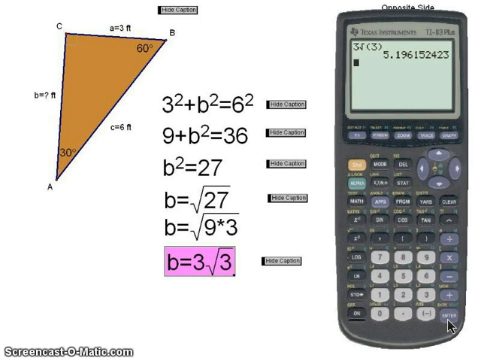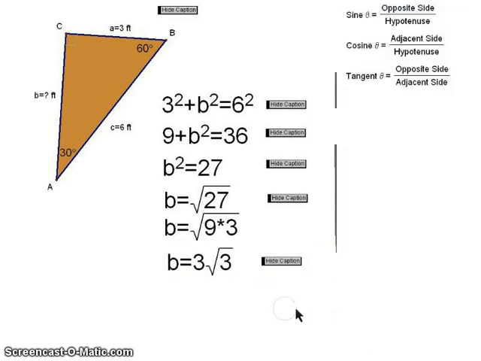Okay, that takes care of all the sides. This is what's known as solving a triangle. When you figure out all the angles and you figure out all the sides, you've solved the triangle.